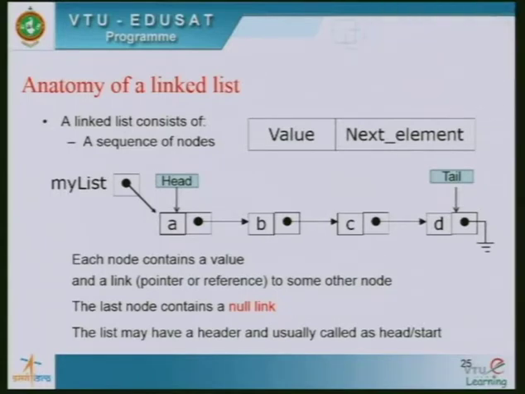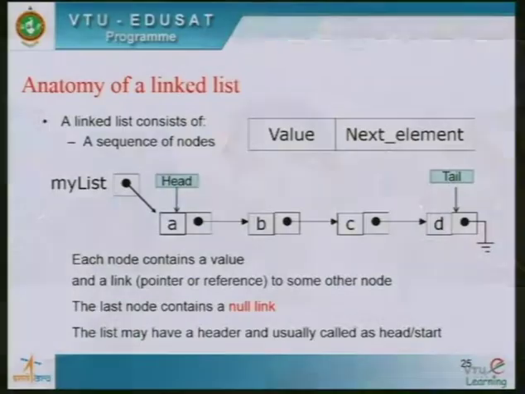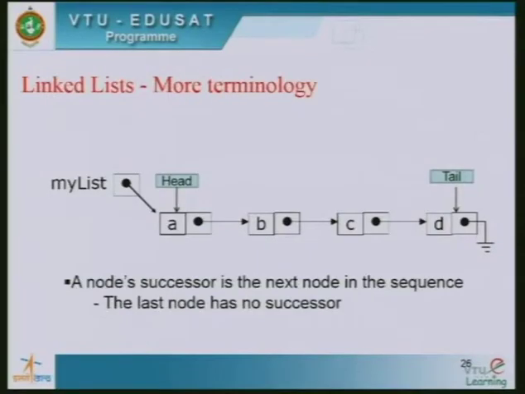Okay. So the linked list basically is a sequence, it dictates the order, what is the first element, what is the next element, and so on. So the last element does not have any node following it, so you put a special value to the link field or the next element field, which is called a null link.